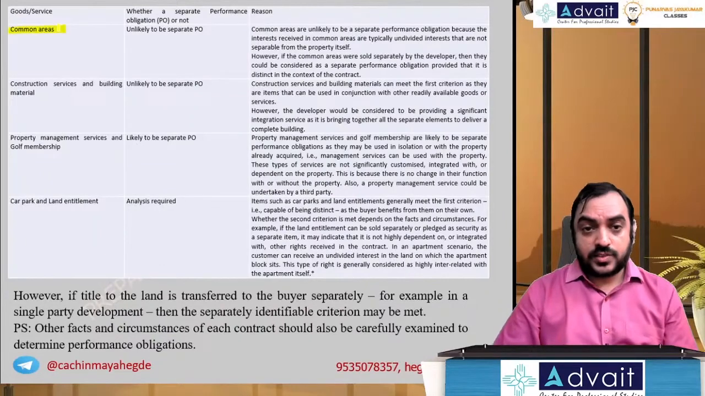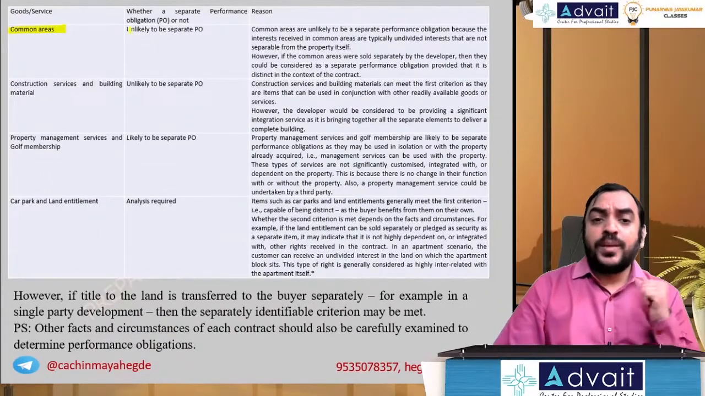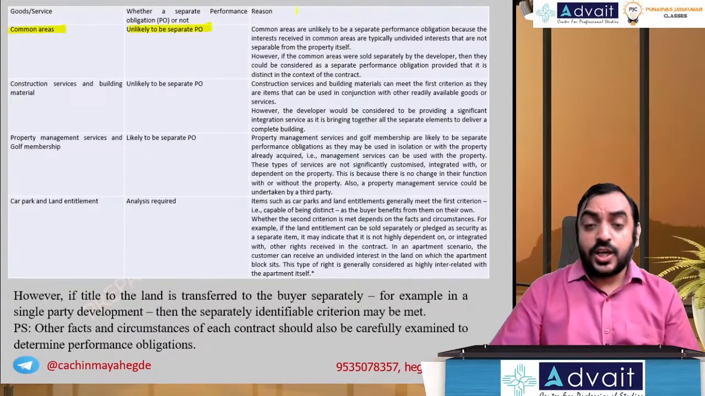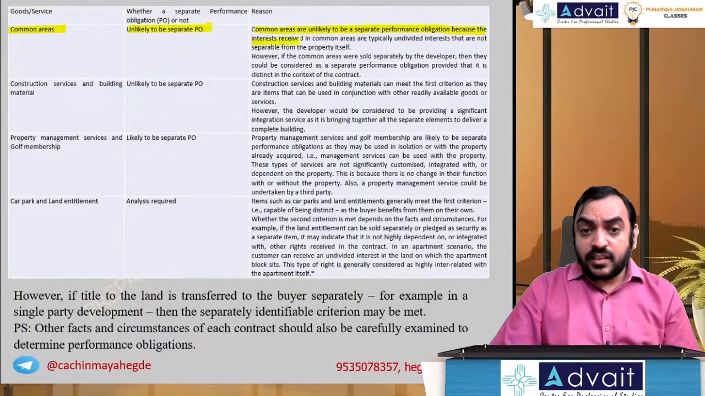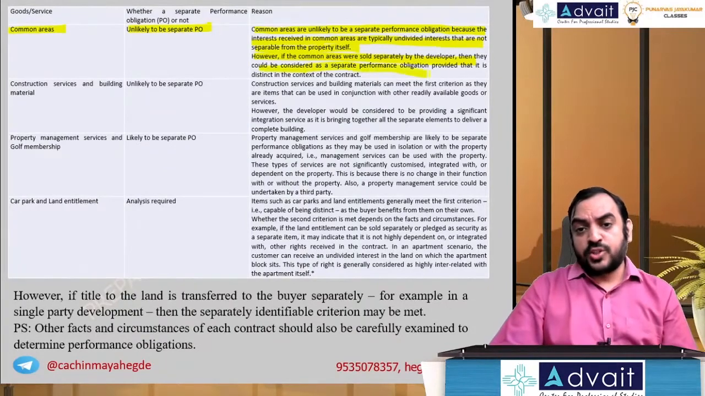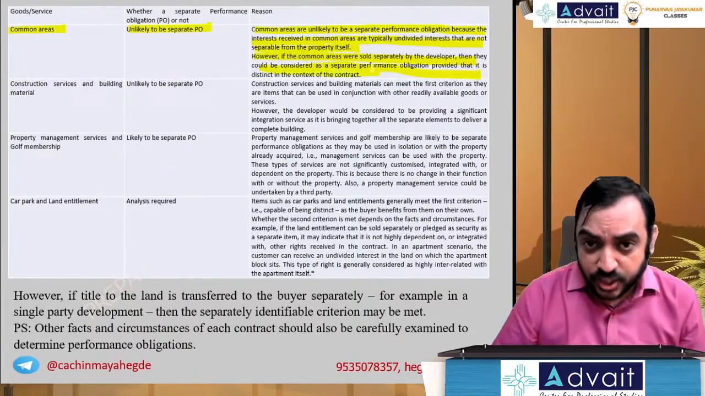Common areas. Common area is unlikely to be a separate performance obligation. Why? Let's read. Common areas are unlikely to be a separate performance obligation because the interest received in common areas is typically an undivided interest or not separable from the property itself. However, if the common areas were sold separately by the developer, then they would be considered a separate performance obligation, provided that they are distinct in the context of the contract.